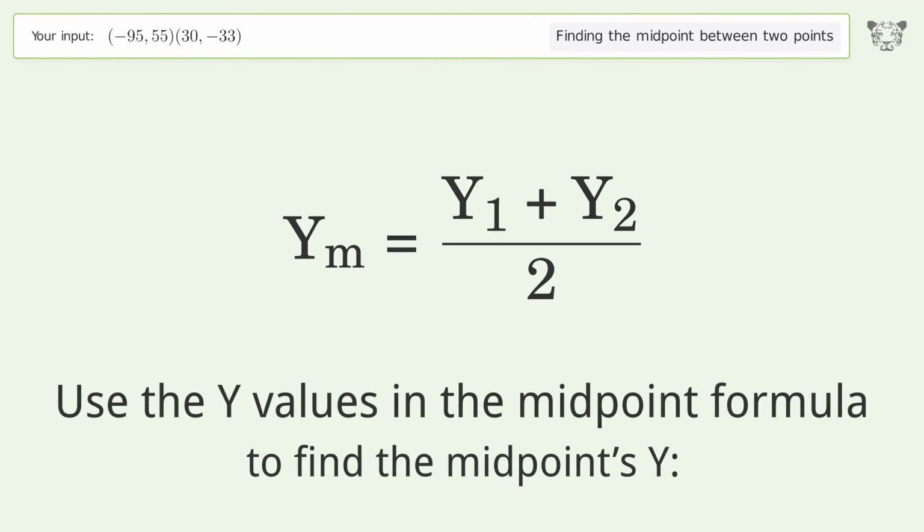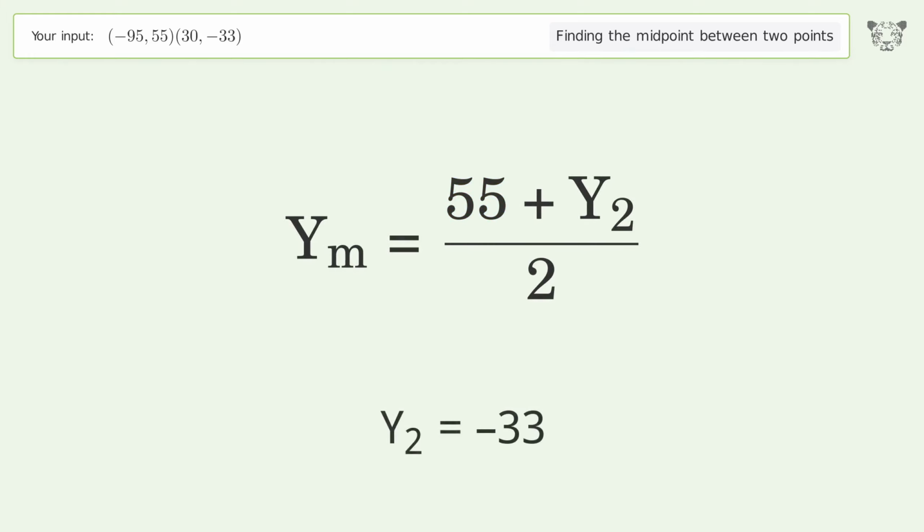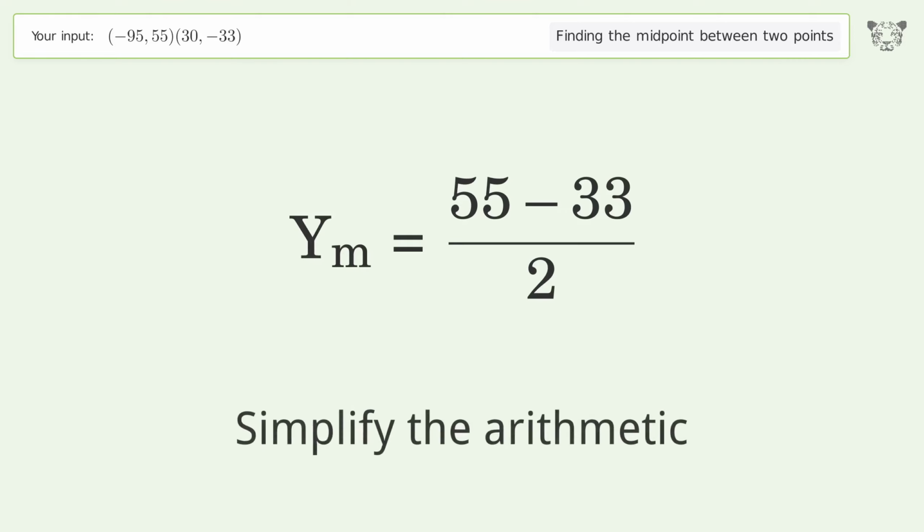Use the y values in the midpoint formula to find the midpoint's y. y1 equals 55. y2 equals -33. Simplify the arithmetic.